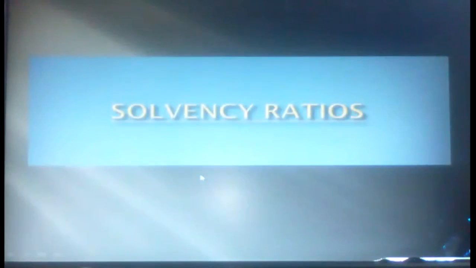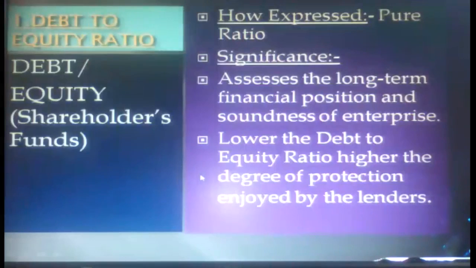Then the second one is the solvency ratios. Under that, the debt to equity ratio. What is the formula for the debt to equity ratio? Again numerator and denominator, correct: debt divided by equity, that is, shareholders' funds. Here also it is expressed as a pure ratio.